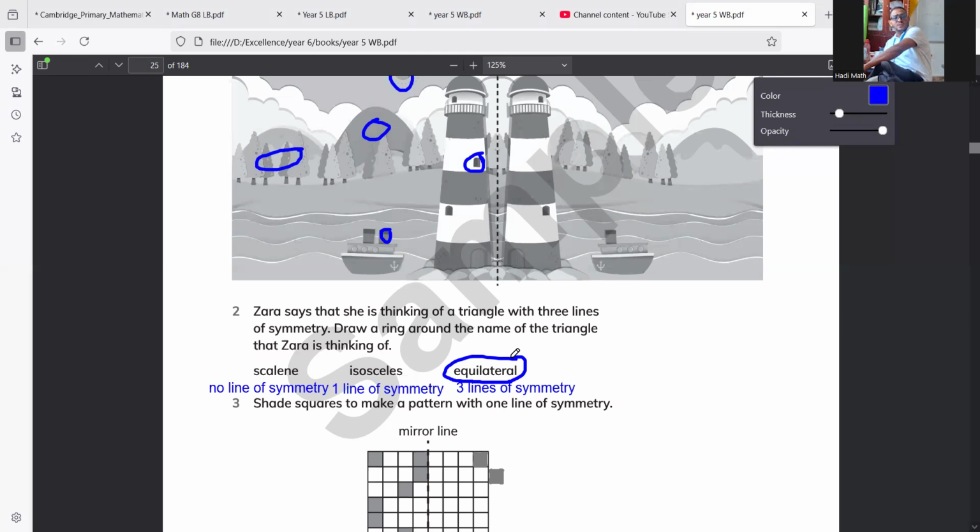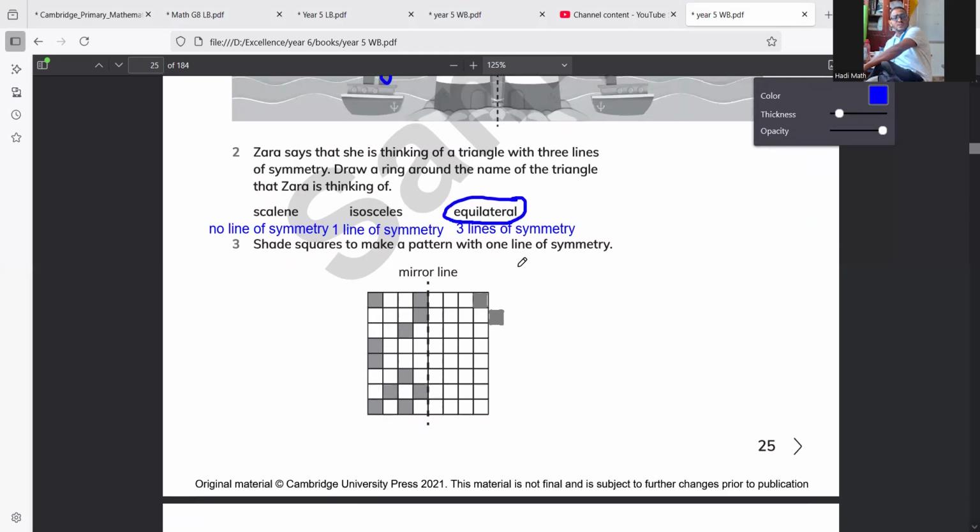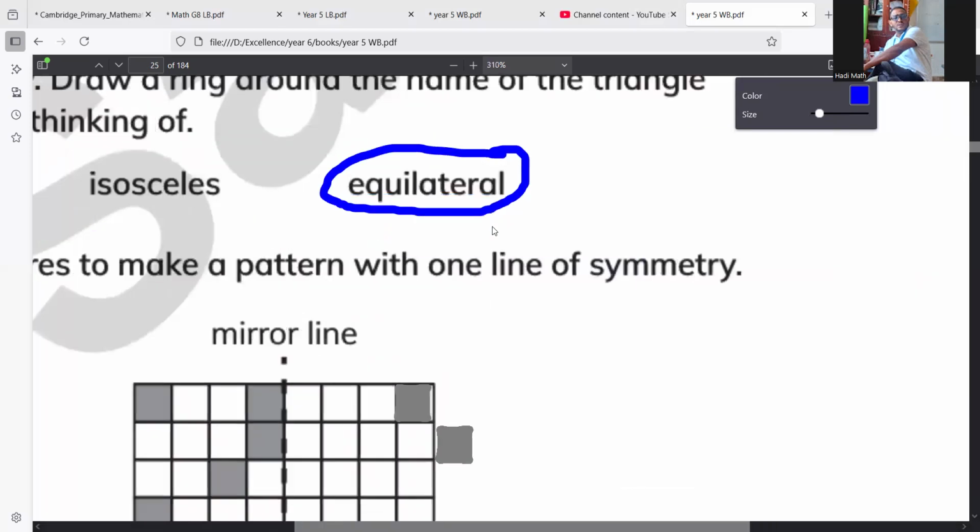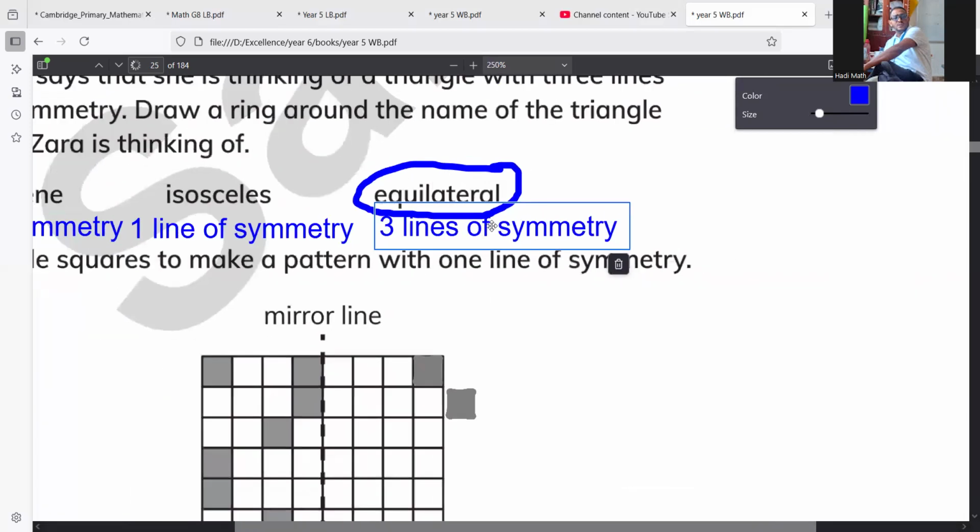Let's go to question number 3. They ask us to shade. They say shade the squares to make the pattern with 1 line of symmetry. So let's shade these squares to make it with 1 line of symmetry.